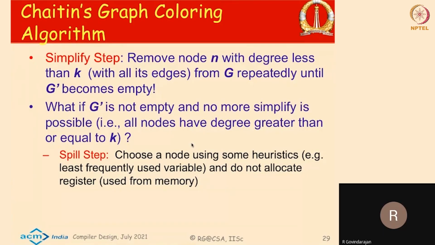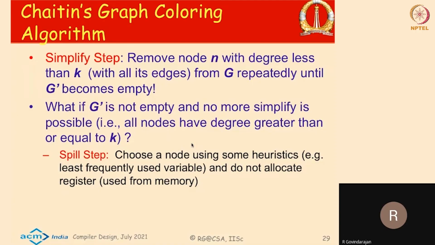Now, as you keep doing this, Chaitin's algorithm also does the following thing. Whenever you remove a node using the simplify step, you push it into the stack, and you keep pushing them into the stack. And when you end up in a graph where all the nodes have k or more edges, you decide on a spill node, put the node also into the stack, and then say that that node is going to be spilled. That node is not going to be using a register. Then you keep continuing this process.